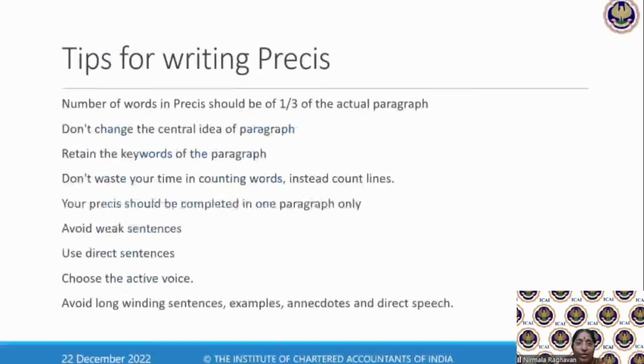Okay, now tips for writing Prezi. Now, how do we write it? The number of words in the Prezi should be 1/3 of the actual paragraph. That's very, very important. Don't change the central idea of the paragraph. You don't write based on your understanding. Just write what the passage speaks about. Retain the keywords of the paragraph.